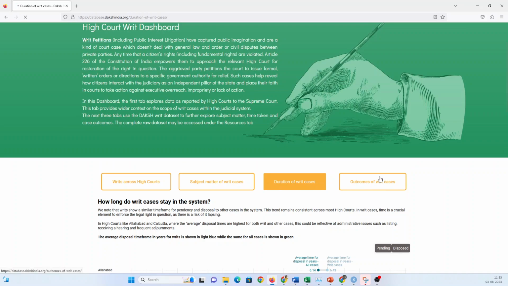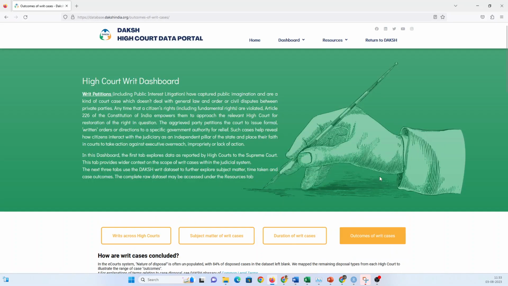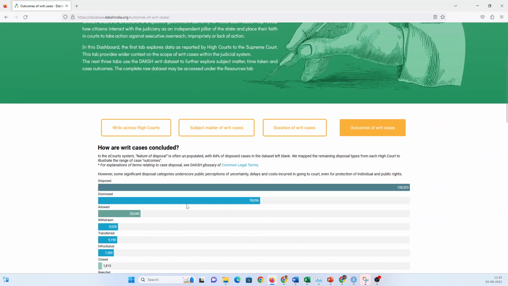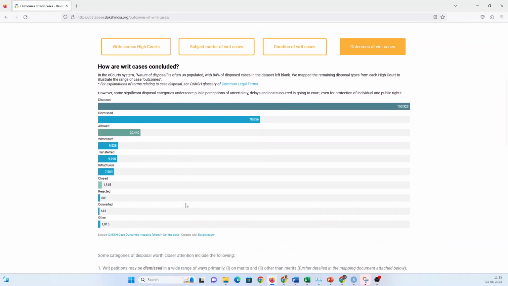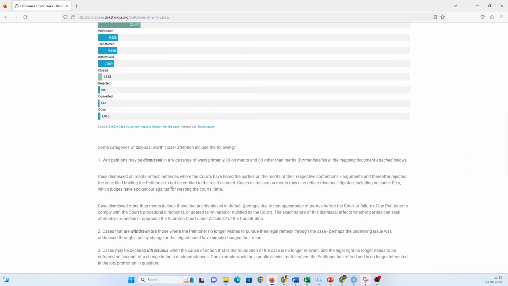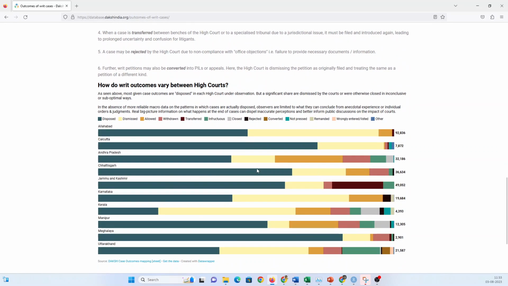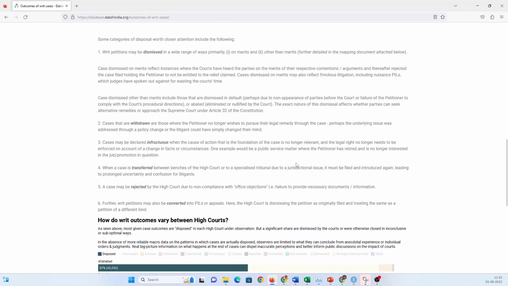Finally, we take a look at the different natures of outcomes of cases. We look at how e-courts puts out data or collects data about how the cases were concluded, whether that meant that they were disposed or dismissed on merits, without merits, things like number of cases that were withdrawn, infructuous, converted, rejected, things like that. And then that is broken down by the states as well.